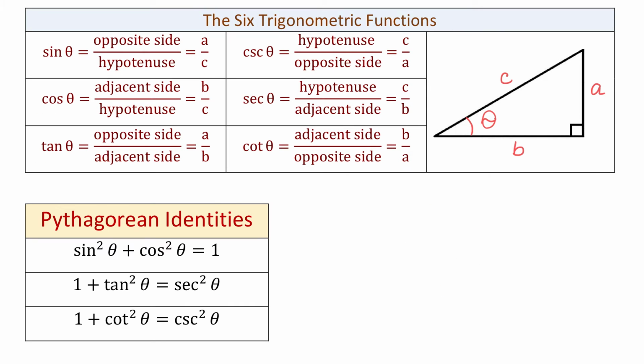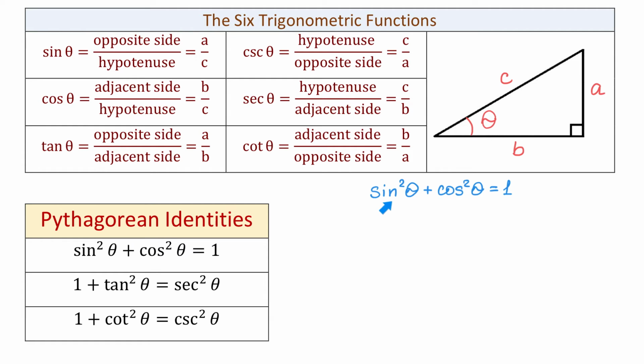The next group of trigonometric identities we will discuss here will be the Pythagorean identities. The first one is sine squared of theta plus cosine squared of theta equals 1. Now, let me show you how we can verify that this identity is true. First, let's write it to the right. So we have sine squared of theta plus cosine squared of theta equals 1.